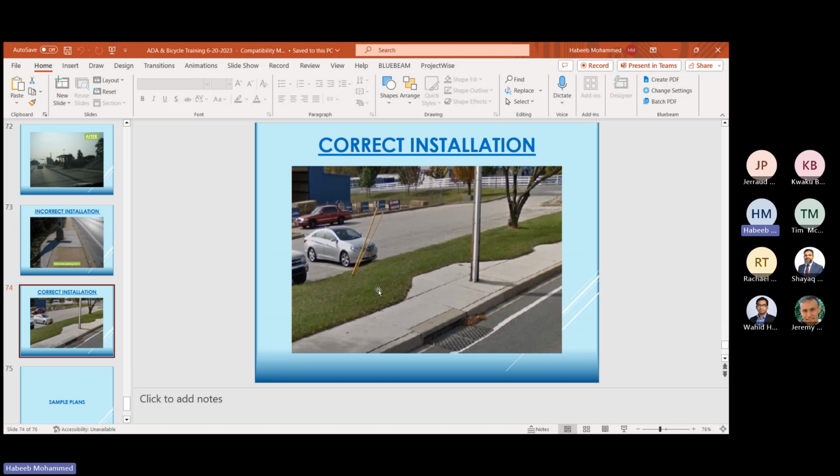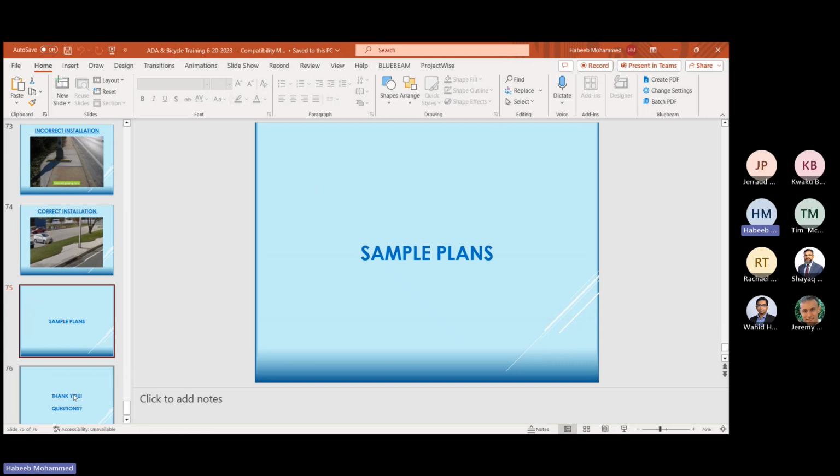Actually, I was thinking this presentation would not go more than half an hour, but we were able to extend it with all your input and interaction. The next item was sample plans. I joined Brudis last year, but I don't have any sample plan where we went all the way through construction. I have some sample plans I can share, but they are still in the design stage.